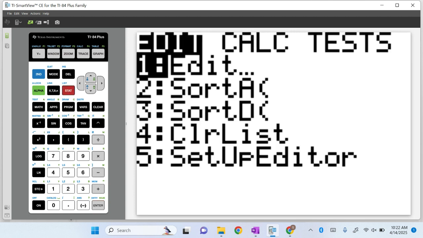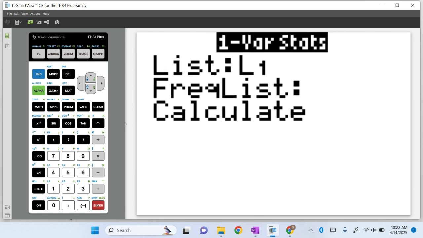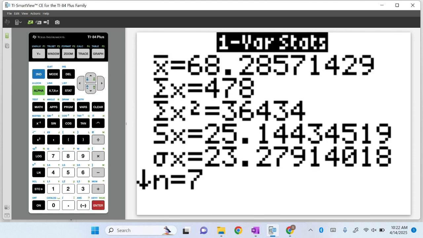You hit stat again. Remember, anything you're doing with stat, you always hit the stat button. In statistics, we always use the stat button. Then what do I do? Right. You hit the right arrow key so that calc is highlighted. Nope. You press number 1 or you hit enter because we want one variable statistics. So we're going to hit enter and then you're going to hit enter a couple times. And then you get this screen.